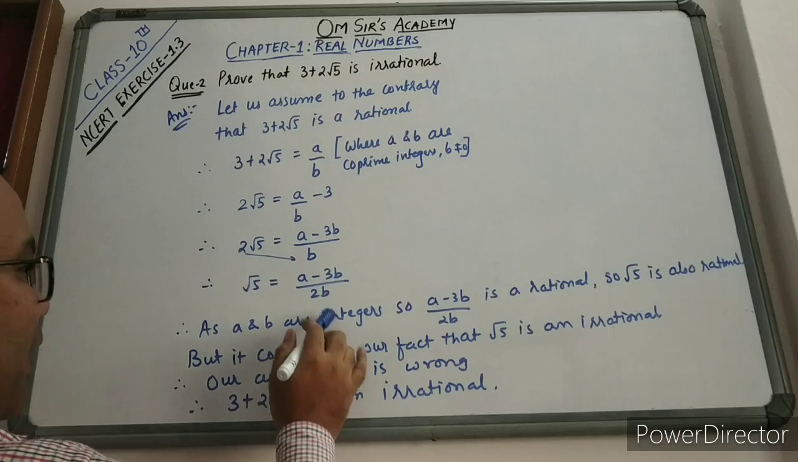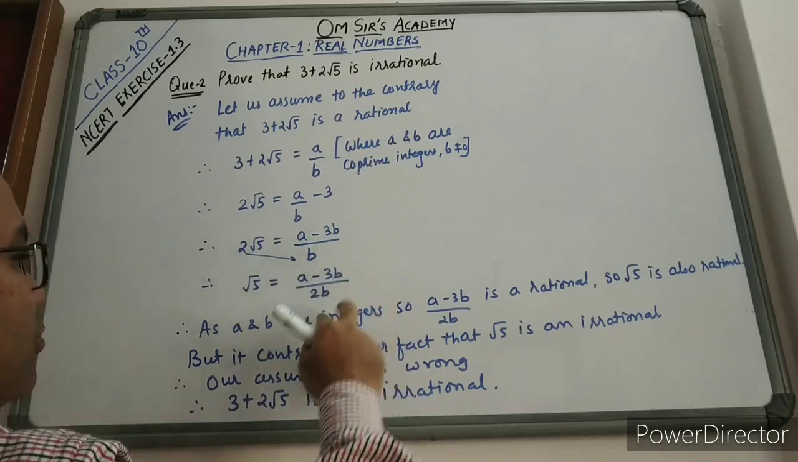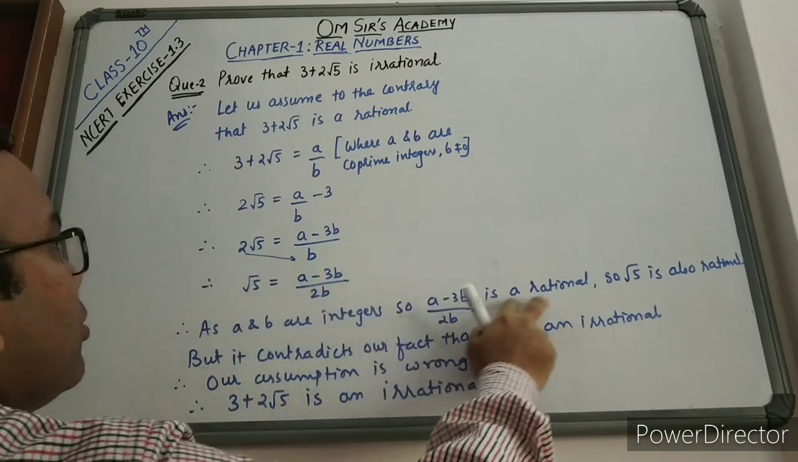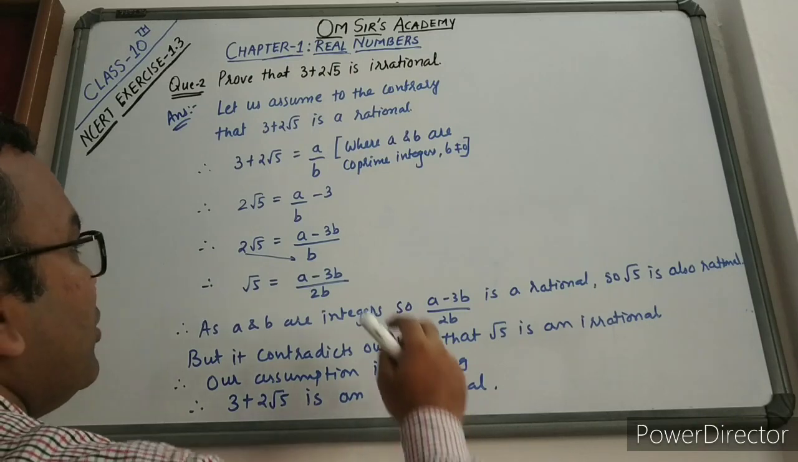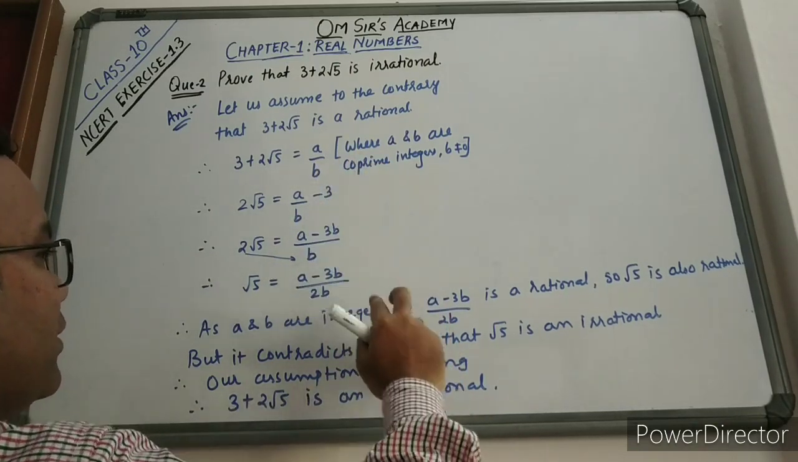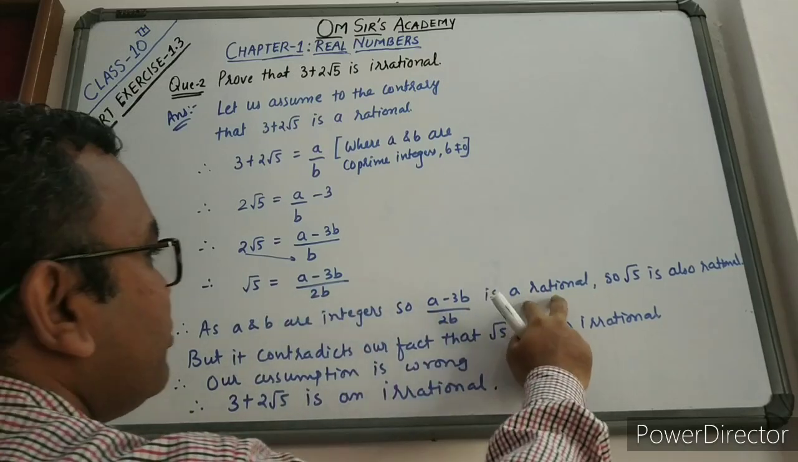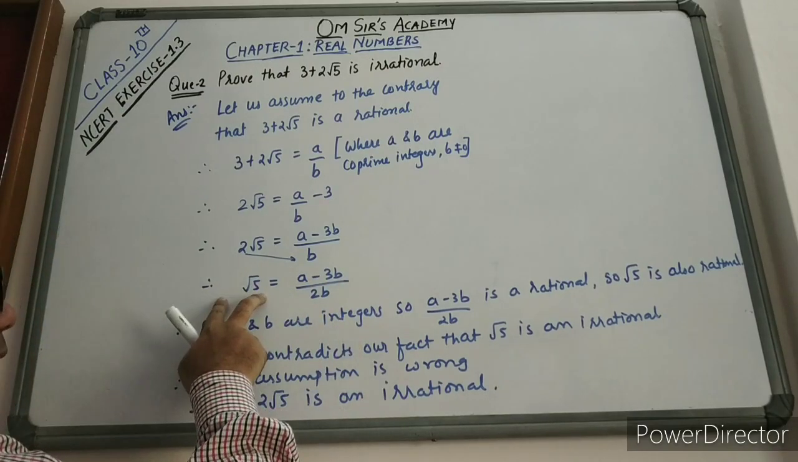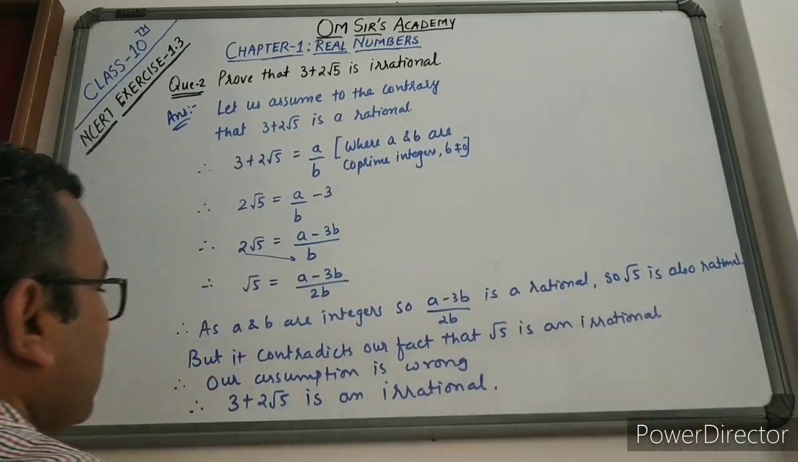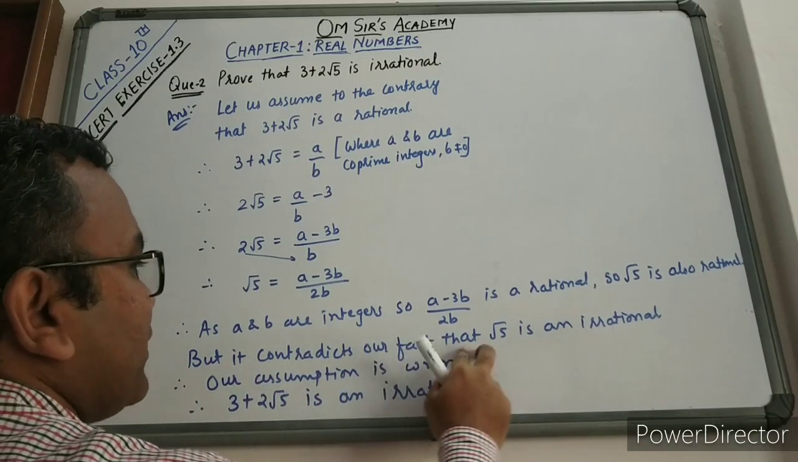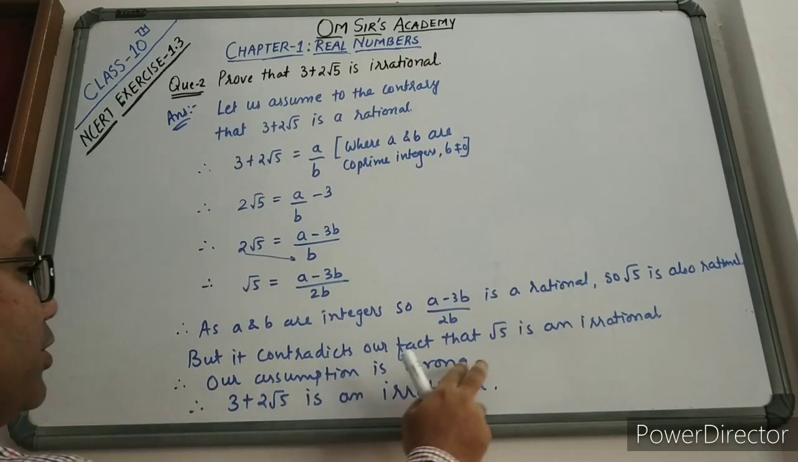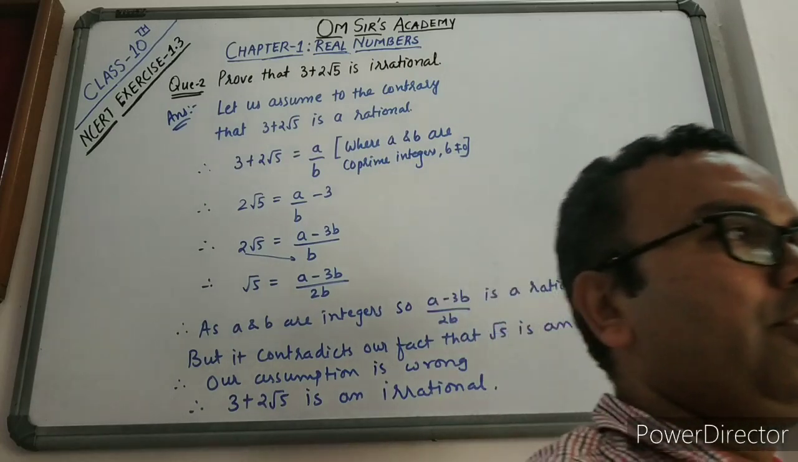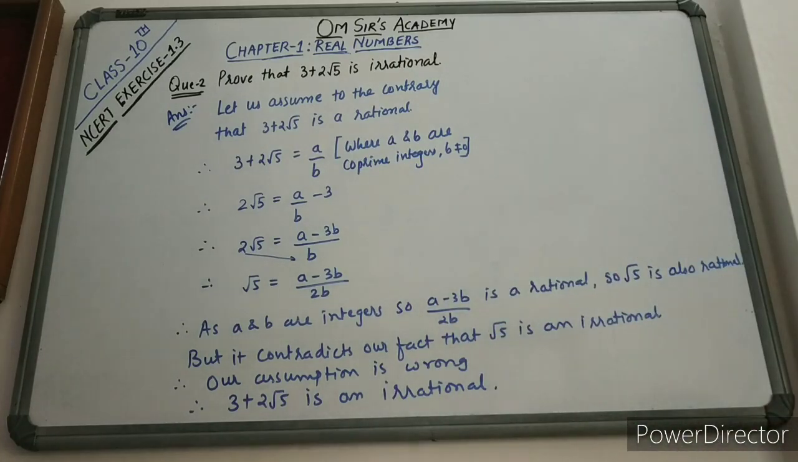So as a and b were co-prime integers, so a and b are integers, so a minus 3b upon 2b, this whole term will also be rational. So on the right hand side if it is rational, so on the left hand side root 5 will also be rational. But actually it contradicts our fact that root 5 is irrational, so our assumption is wrong. So 3 plus 2 root 5 is an irrational number. So it is very easy. Hope it is understood, friends.